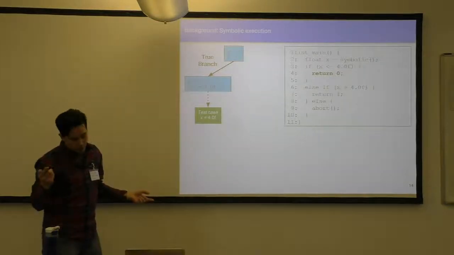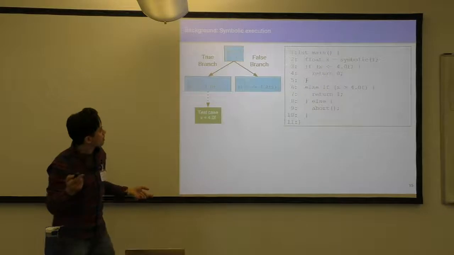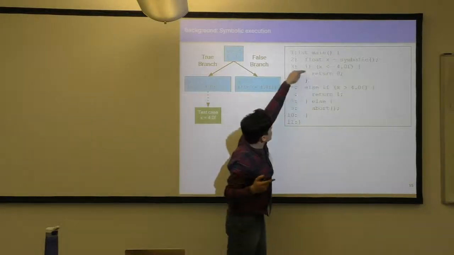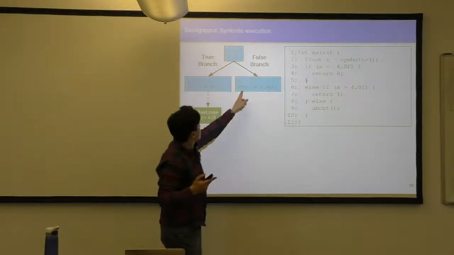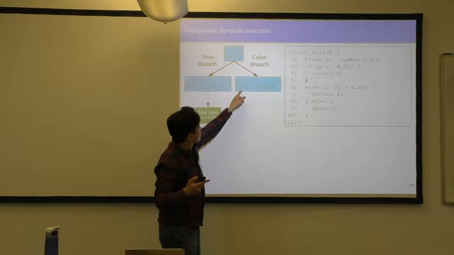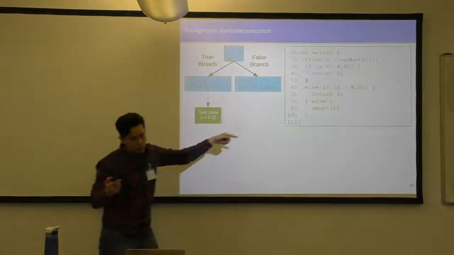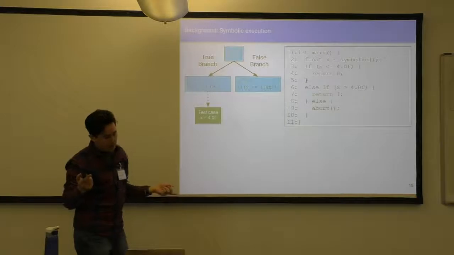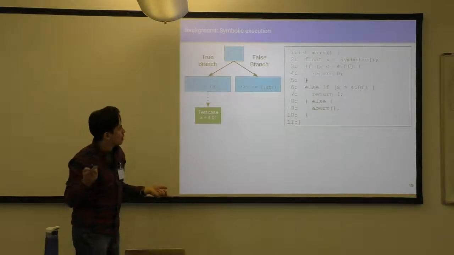So let's try and consider the other path. So we also have the false branch. So not going in here, but just carrying on. So on that branch, we'd have the constraint not that x is less than or equal to 4. We can ask the constraints over again, is that satisfiable? It would say yes, so we can carry on.